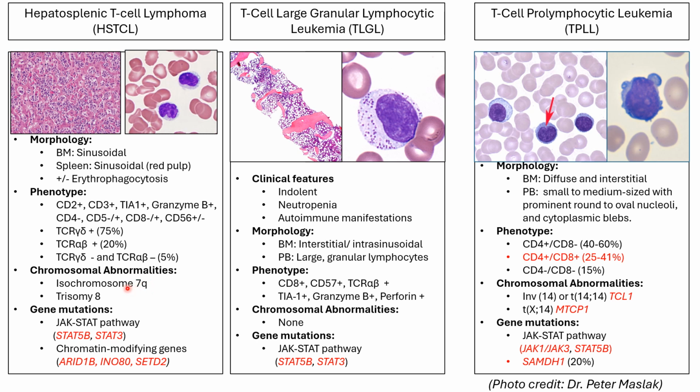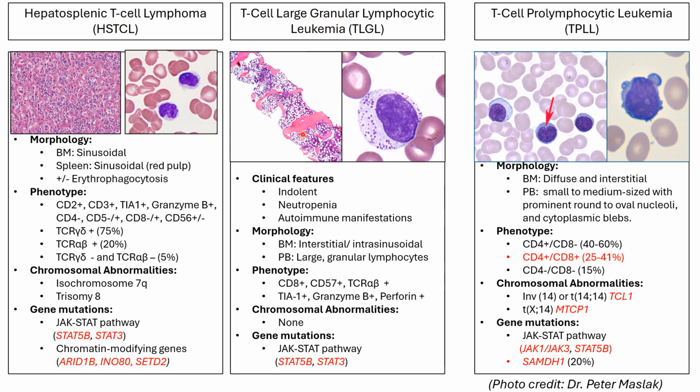Isochromosome 7q is usually seen in hepatosplenic T-cell lymphoma, and trisomy 8 can also be seen. STAT5B and STAT3 are mutated in some cases. ARID1B, INO80, and SETD2 can also be seen as mutated genes in hepatosplenic T-cell lymphoma.